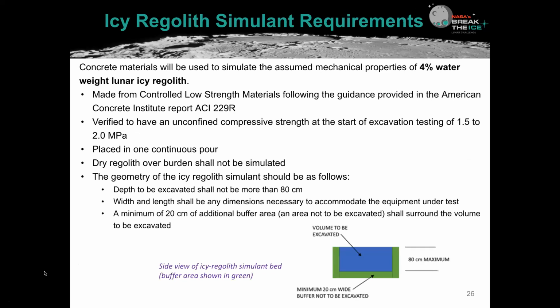So just one slide on icy regolith simulant requirements. It's a concrete type of material used to simulate the assumed mechanical properties of a 4% water weight lunar icy regolith. It's essentially a controlled low strength material with guidance provided in the American Concrete Institute report ACI 229R. This material will have to be verified to an unconfined compressive strength at the start of the excavation testing of between 1.5 and 2.0 megapascals.